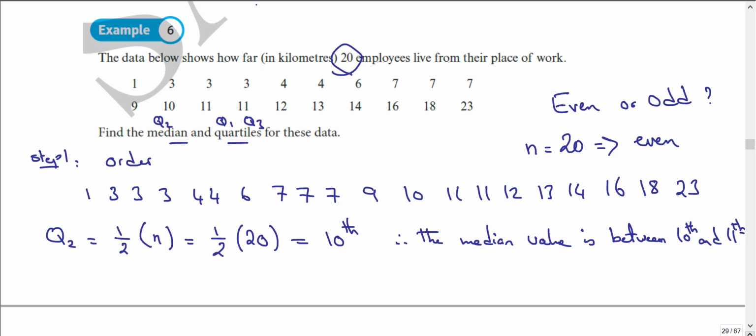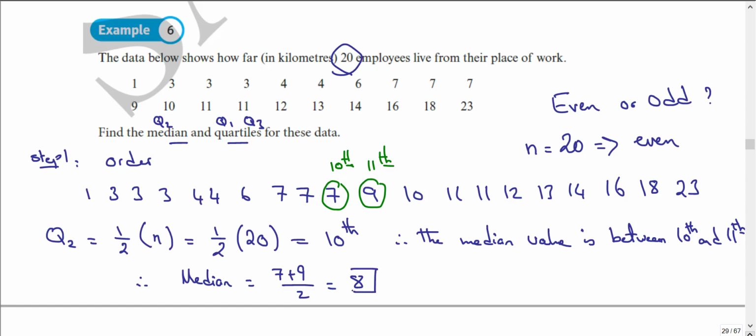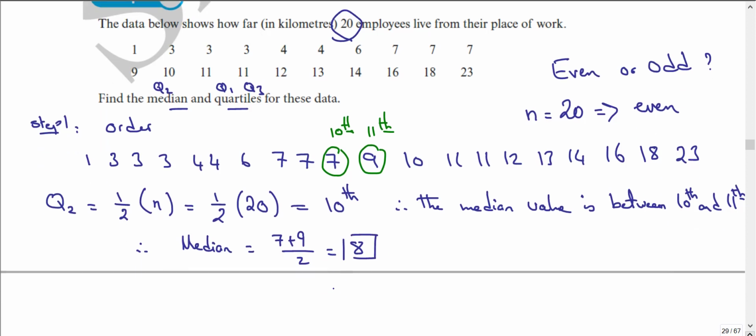Where is the 10th? Count with me: 1, 2, 3, 4, 5, 6, 7, 8, 9, 10. This is the 10th. Where is the 11th? It's 9. So to get the median, we take 7 plus 9 over 2, which is 8. Very good. The median is 8 employees. So this is the first answer.